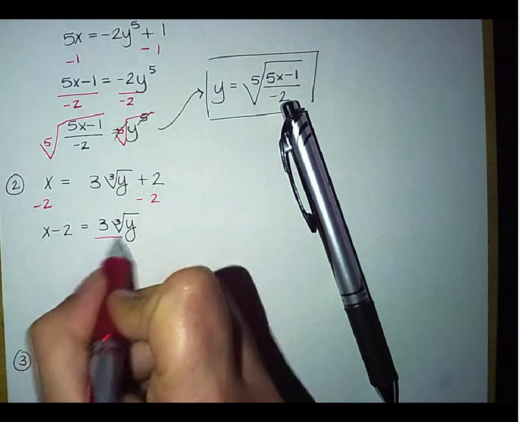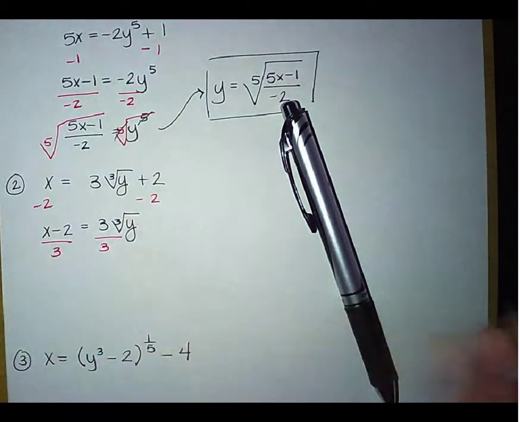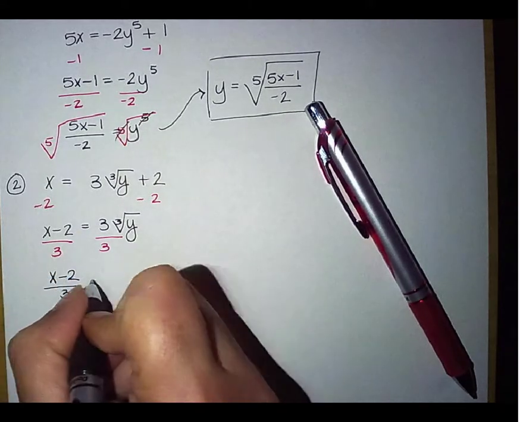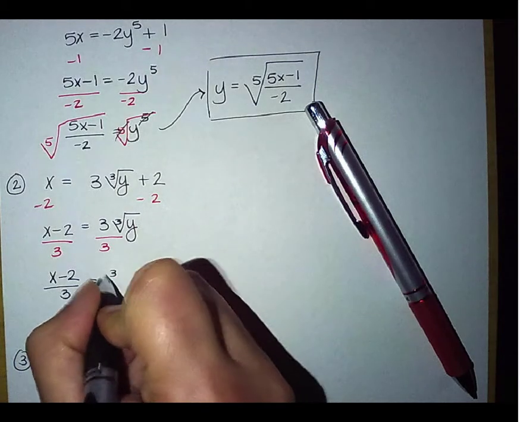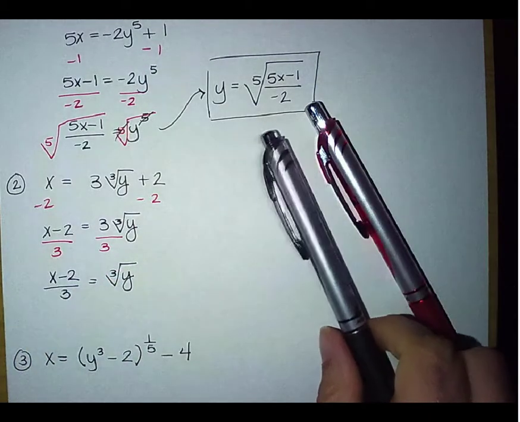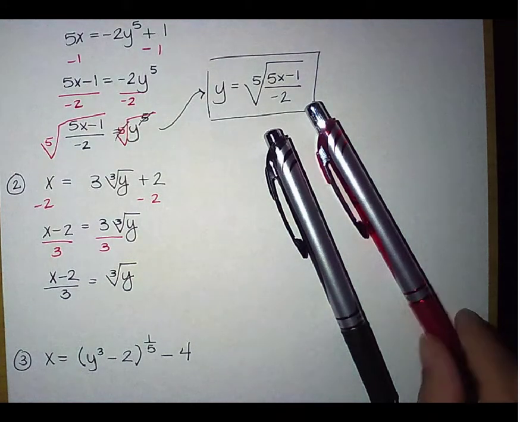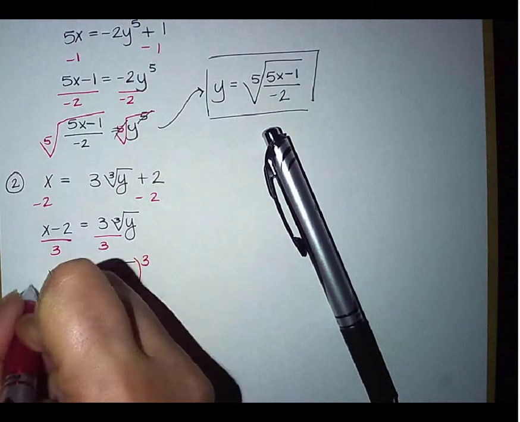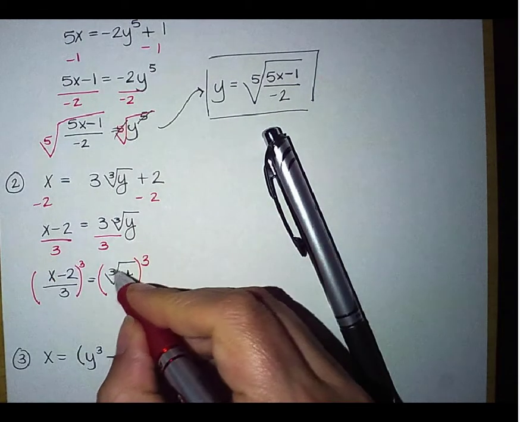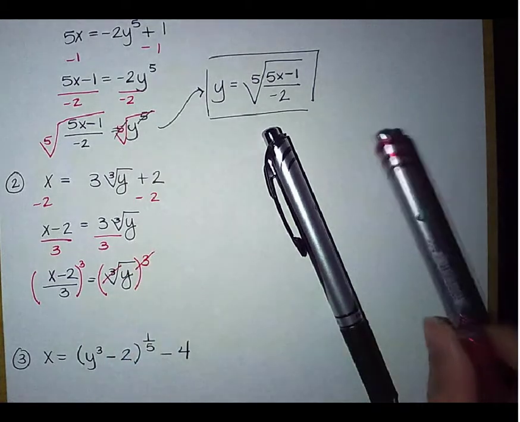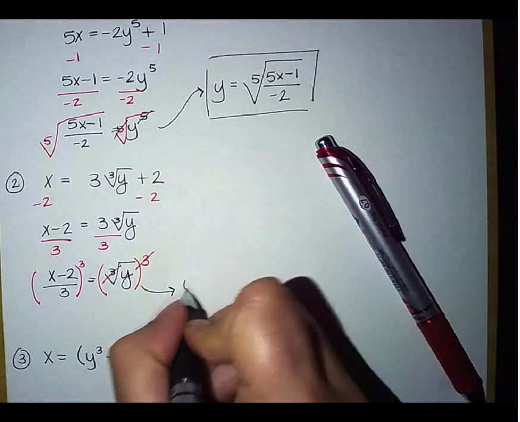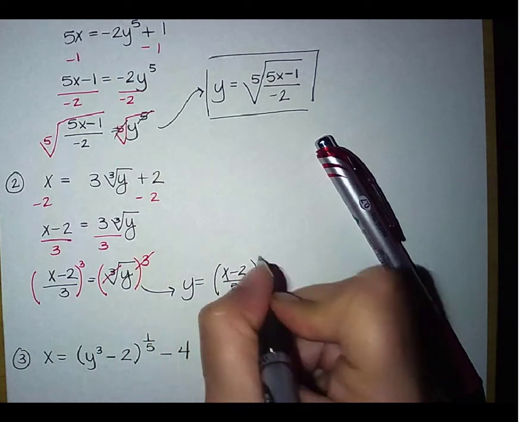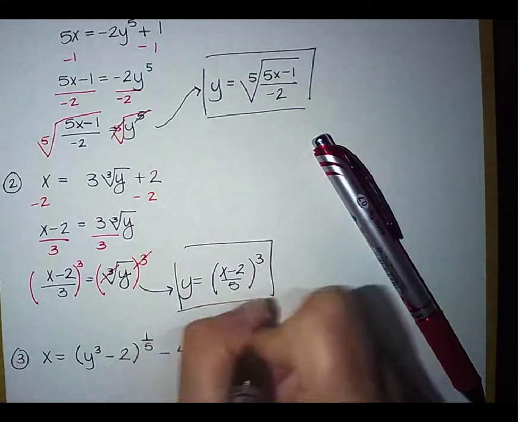We're going to divide both sides by 3. So we get x minus 2 over 3 equals the cube root of y. Again, the opposite of a cube root is a power of 3. So we're going to raise both sides to the power of 3. The root and the power on the right-hand side cancel. So we're going to end up with y equals x minus 2 over 3 to the 3rd power. And this would be our answer for question number 2.